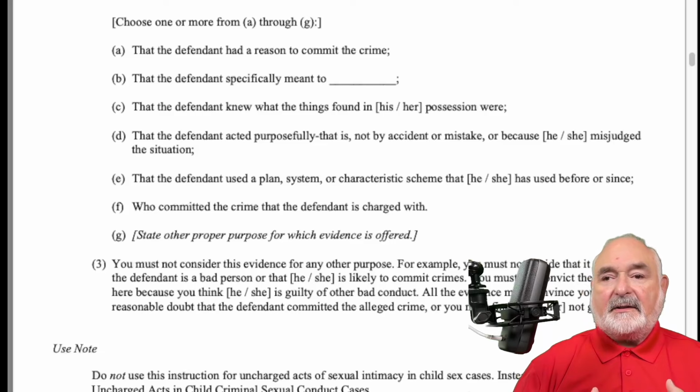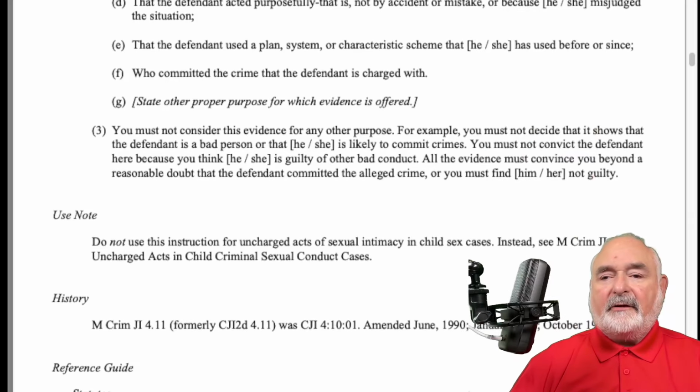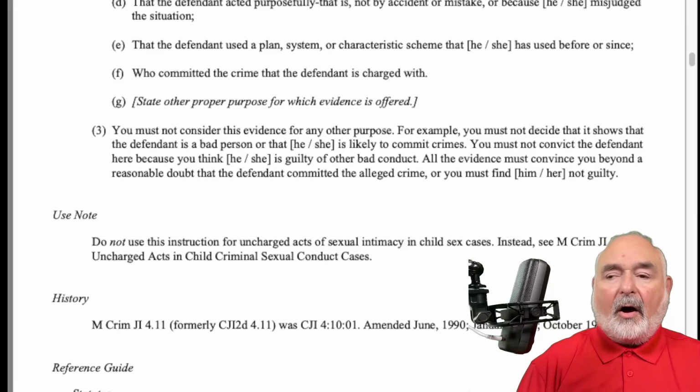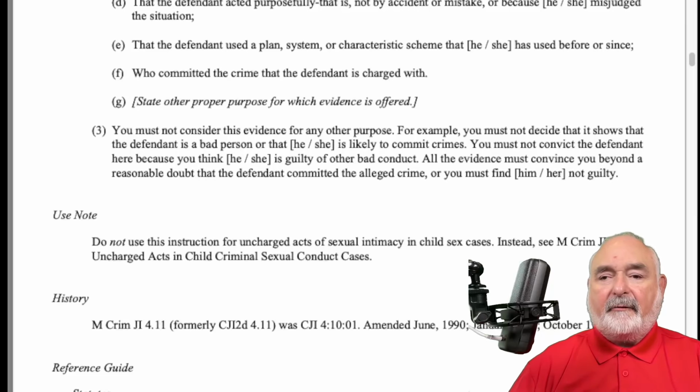So in this case, or in Murdaugh's case, I should say, that the defendant had a reason to commit the crime, to cover up his financial indiscretions. So you must not consider this evidence for any other purpose. For example, you must not decide that it shows the defendant is a bad person or that he's likely to commit crimes. You must not convict the defendant here because you think he or she is guilty of other bad conduct. All evidence must convince you beyond a reasonable doubt that the defendant committed the alleged crime, or you must find him not guilty.